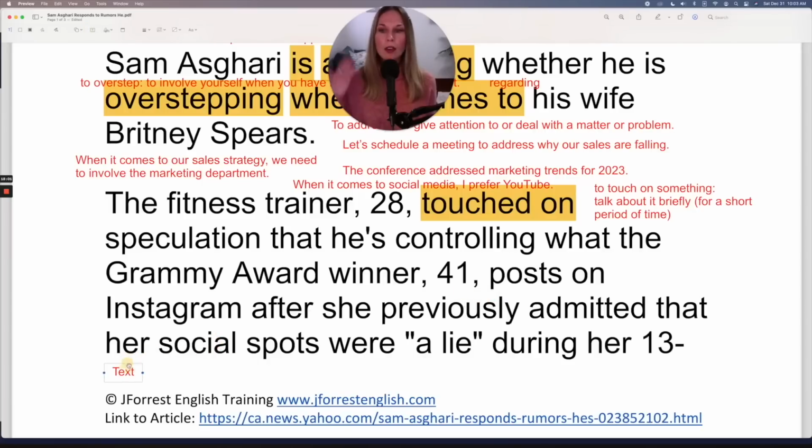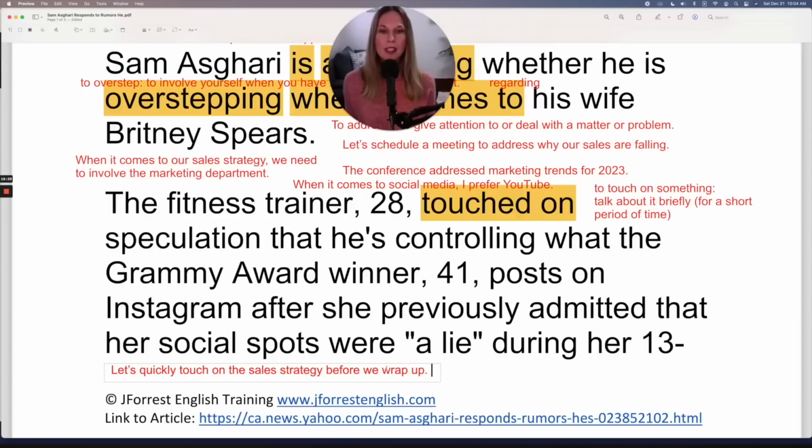So let's say you're in a meeting and there's only 10 minutes left and you want to talk about the sales strategy, but it's a big topic. You can't talk about it in 10 minutes. You might say something like, let's quickly touch on the sales strategy before we wrap up.